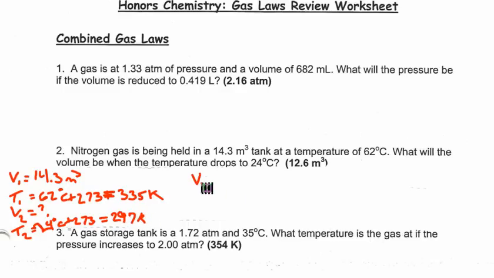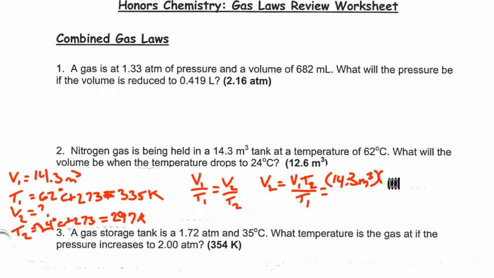Alright, so we're going to use the formula V1 over T1 is equal to V2 over T2. This problem is asking us to solve for V2. So if we rearrange this equation, we end up with V2 is equal to V1 times T2 over T1. And let's plug the numbers in here. We've got 14.3 meters cubed times, let's see, 297 Kelvin. That's a 9 there. All divided by our T1, or 335 Kelvin.